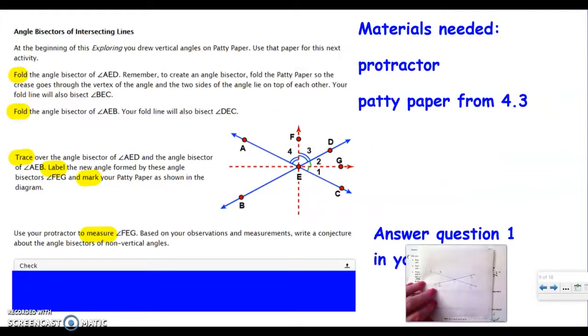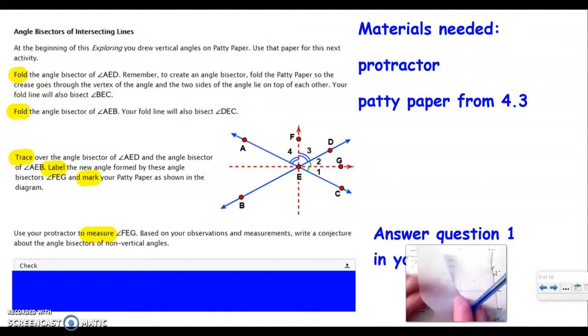Okay, so on 4.3, remember we did this patty paper exploration where we drew two intersecting lines which created two pairs of vertical angles. We measured those and found that they had equal measures, and so we learned that vertical angles are congruent. So what we're going to do here is we're going to fold some angle bisectors, and the first fold we're going to do is the angle bisector of angle AED. So remember, to do an angle bisector fold, you fold side on top of side, not point to point, side to side, and you want to go through point E with that fold.